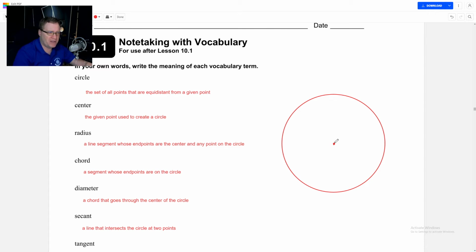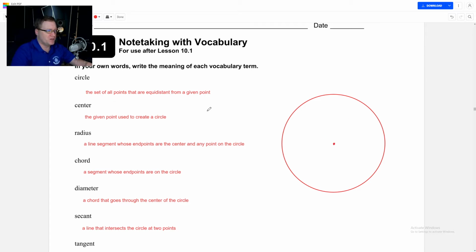So maybe the distance from the center to here, let's say it's 5 centimeters. Well, that means the distance from here to here is 5 centimeters. And all points that are 5 centimeters from this center are all going to be on the circle. And so it ends up making this shape that we all know, this circle. But remember, the definition of a circle is all of the points that are equidistant, which means they are the same distance from a given point, which is called the center. So this is the center.